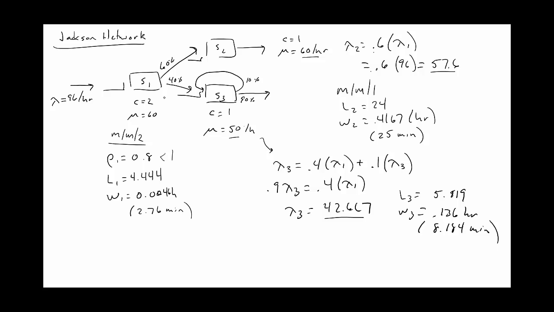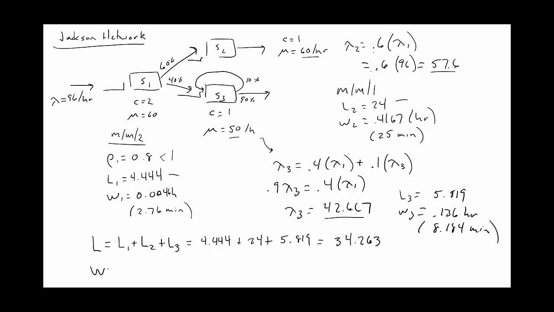And so now that we've decomposed our system into three individual systems, S1, S2, and S3, and analyzed those independently, we can now aggregate the results. And so our overall L will simply be equal to L1 plus L2 plus L3, which is 4.444 right here, plus 24, now plus 5.819. And the overall average number in system is 34.263. And so this tells us that on average there will be 34.263 entities in the system overall.